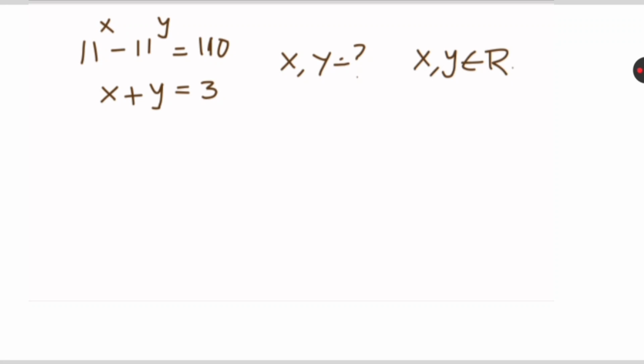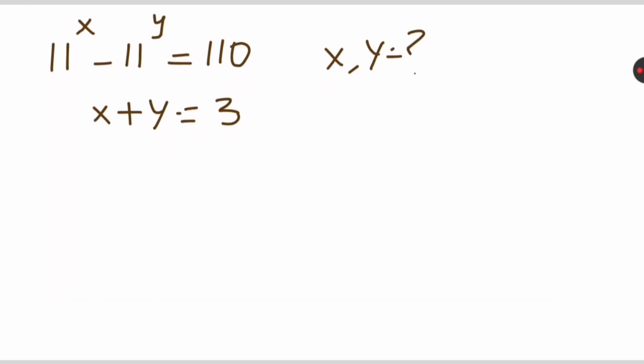The given question is 11 raised to the power of x minus 11 raised to the power of y, that is equal to 110. And x plus y equals 3. We need to find the x and y values here. So they have given two equations and ask us to find the x and y values. For that, observe the second equation, x plus y equal to 3.